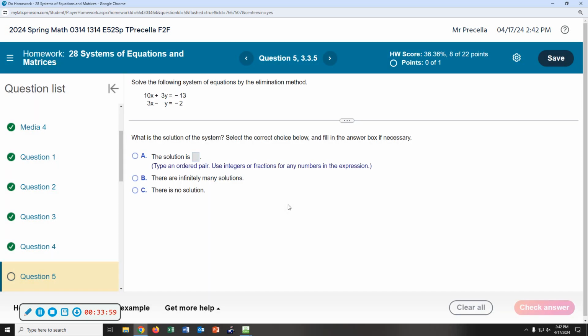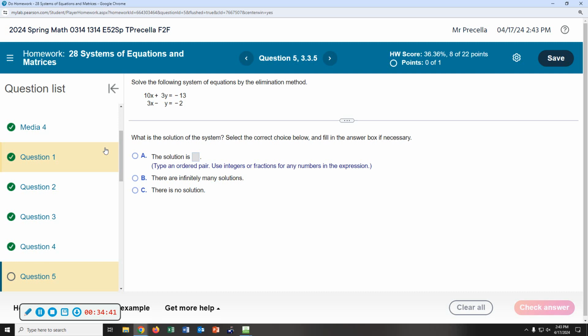Next question, number 5. Suppose you want to use elimination, but you don't have like coefficients on a pair of like variable terms. 10x plus 3y is equal to negative 13, and 3x minus y is equal to negative 2.